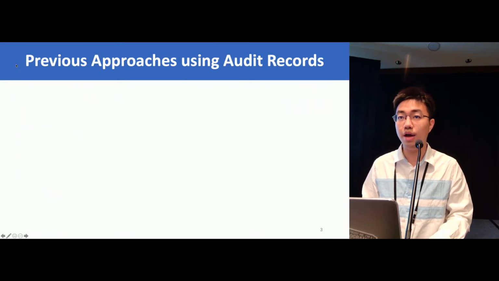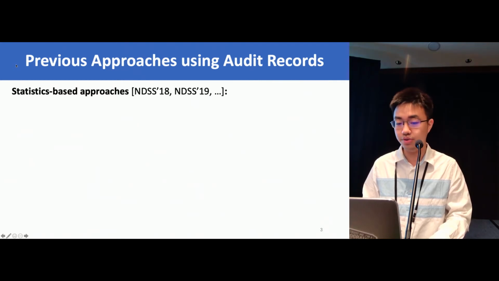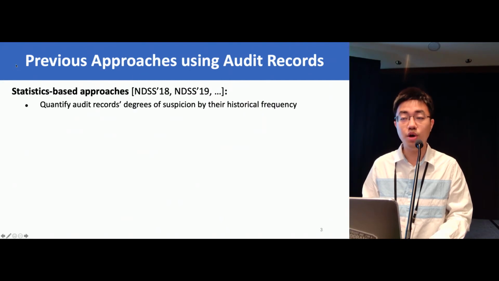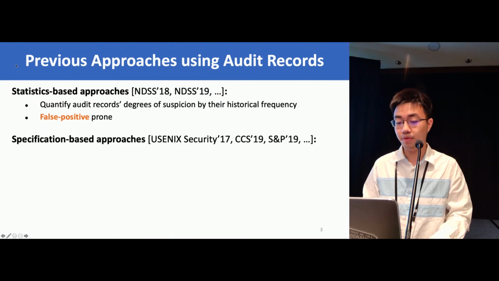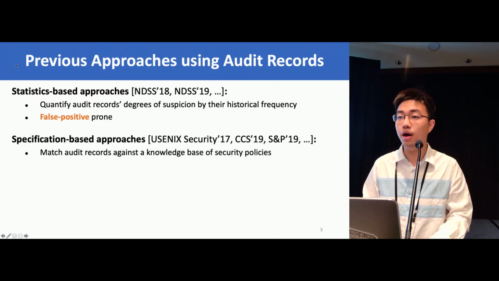Based on how audit records are used for cyber threat analysis, existing work can be categorized into three directions. Statistics-based approaches quantify audit records' degrees of suspicion by their historical frequency. However, the primary concern for this line of research is the number of false positives generated by rare but benign system activities. Specification-based approaches can maintain a low false positive rate by mapping audit records against the knowledge base of security policies. However, such security policies are usually time-consuming and error-prone to develop because they heavily depend on expert knowledge.